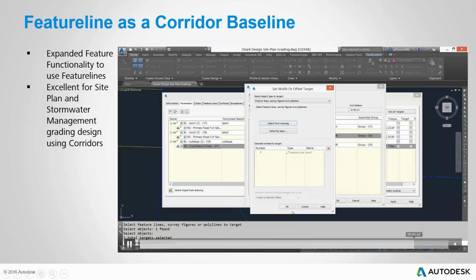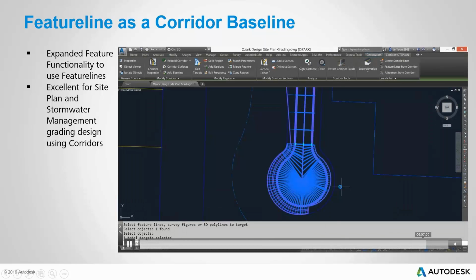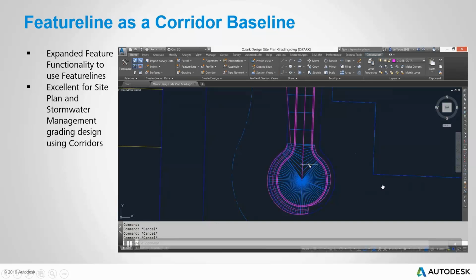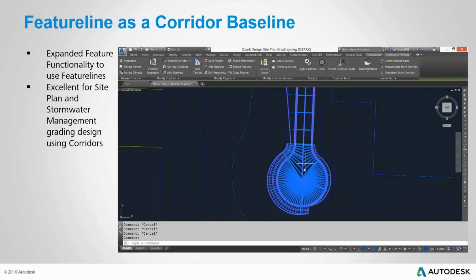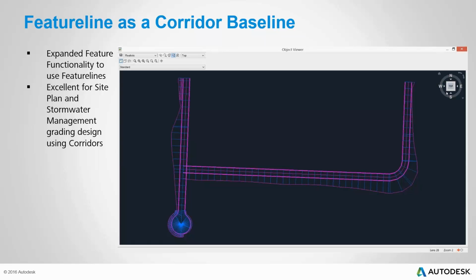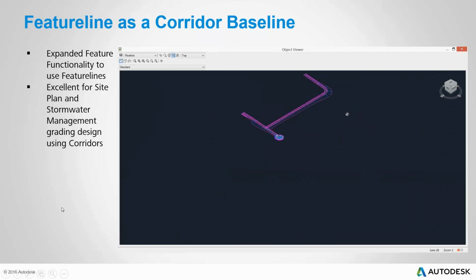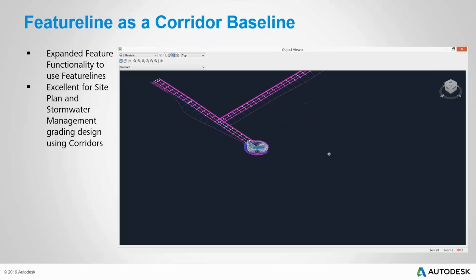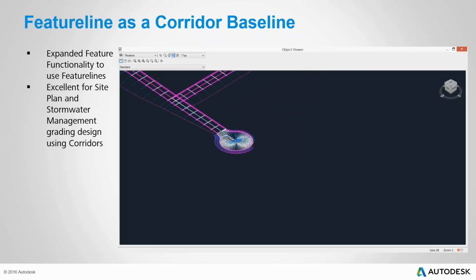So once we get up to the end of that, you can kind of see how that's all been modeled. Basically, all of that would have been historically done as alignment and profile, but now we're able to do that very easily by using feature lines. So it gives you an alternative way to design site features, retaining walls, parking lots, and then even on subdivision type roads, it's an alternative way that you can work.